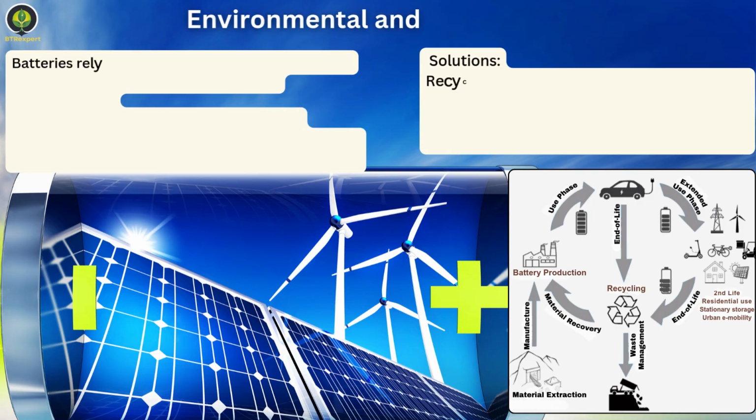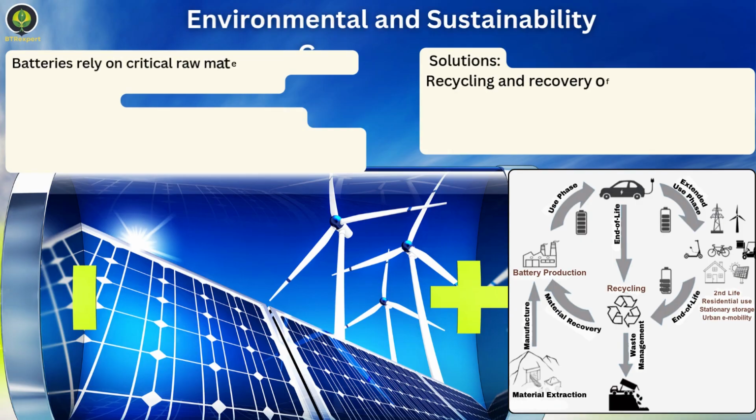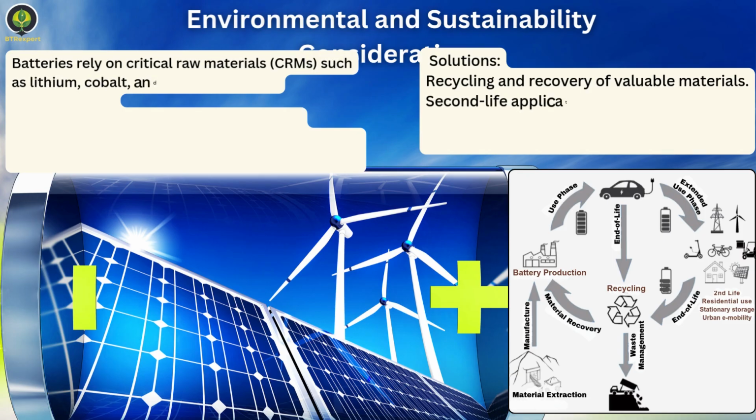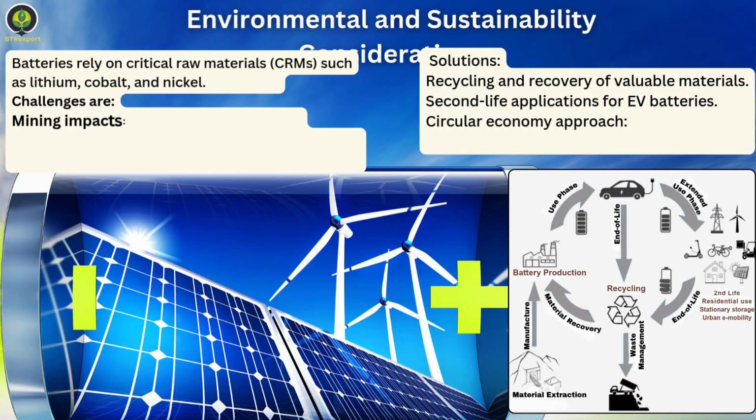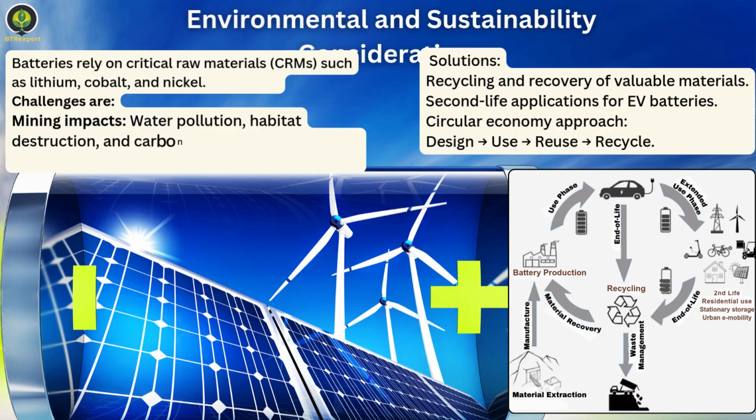Batteries depend on critical materials like lithium, cobalt, and nickel. Their mining causes pollution, habitat loss, and emissions, and since they are limited, shortages may occur as demand grows. So, what can we do? Recycling and material recovery reduce waste and save resources. Giving batteries a second life in homes, storage, or e-mobility is another solution. In the end, adopting a circular economy, design, use, reuse, recycle, is essential for sustainability and responsible battery end-of-life management.